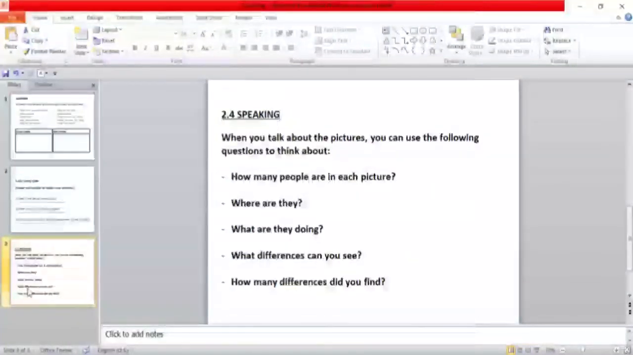When you talk about the pictures, what you need to do is mention these questions and answer them. The first one is how many people are in each picture and where are they, what do you think, and what are they doing, and what differences can you see, and how many differences did you find? So you have to look at the pictures and tell the differences of each.